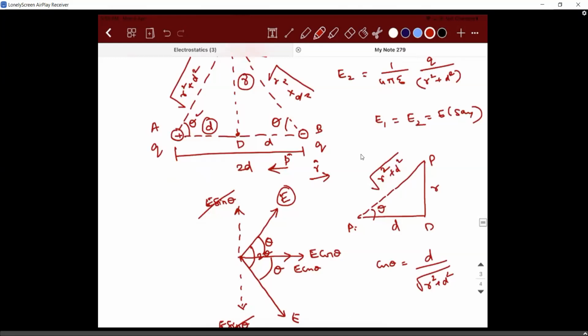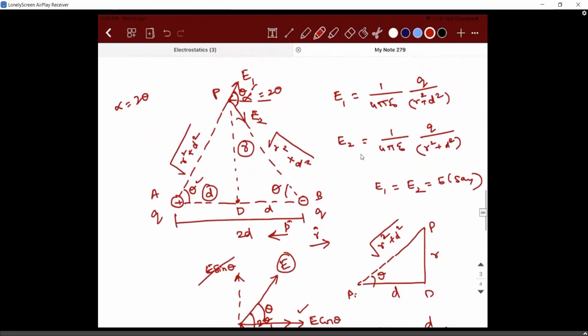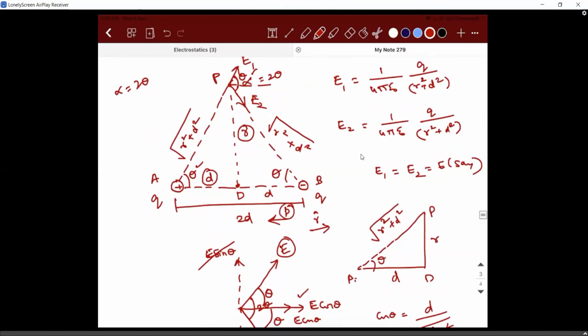The net electric field is in the rightward direction. Dipole moment is in the leftward direction because dipole moment is from negative to positive charge. That's the reason. So they both are in opposite directions.